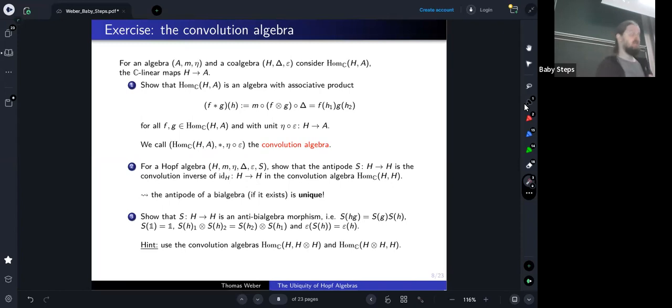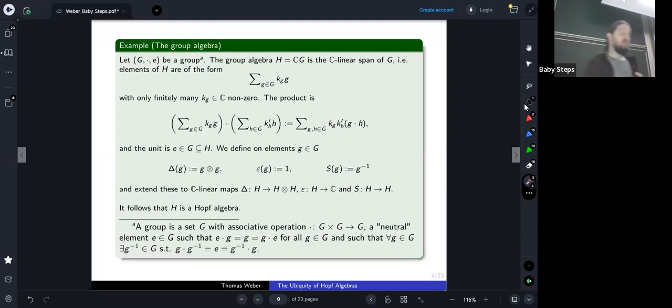Good. So now it's definitely time to see some examples. So the first one that I will give is the group algebra. So this is because I said on the first slide or maybe second slide that you can think of a Hopf algebra as some kind of group. And so this is the example to look at here.